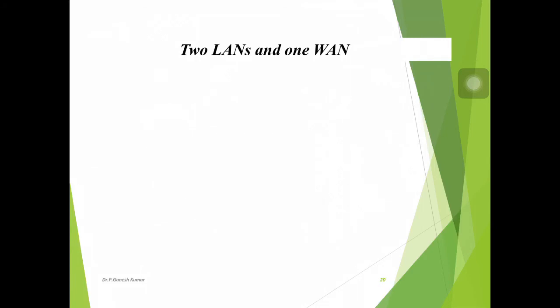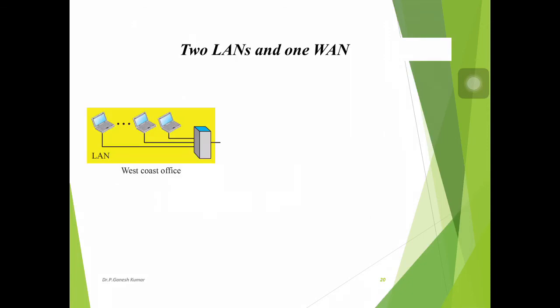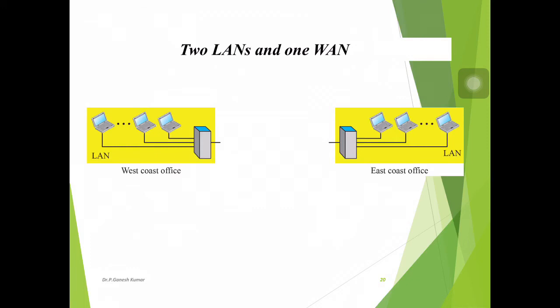Now we can see two LANs and one WAN, and how to make a network. So this is a West Coast office. Next we have an East Coast office. Each one is a separate switched LAN network. Now the West Coast office switch is connected with router R1. Similarly, the East Coast office switch is connected to router R2. Now these routers are connected via a point-to-point WAN network.